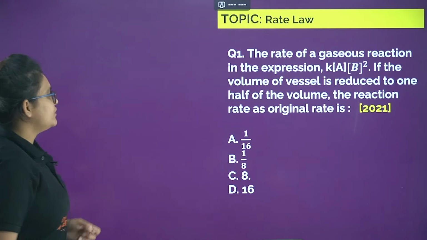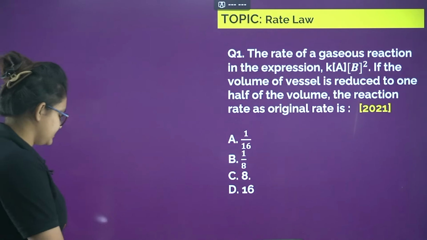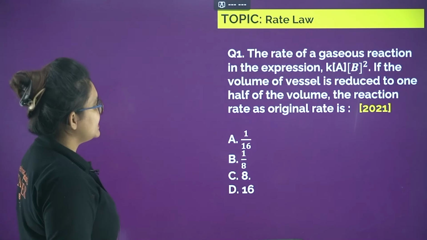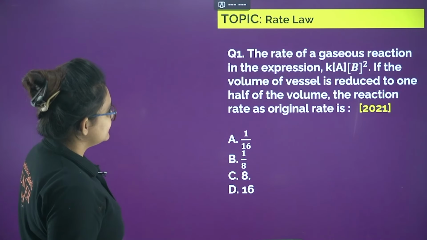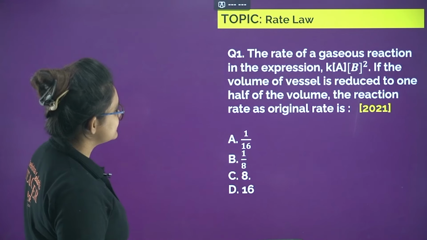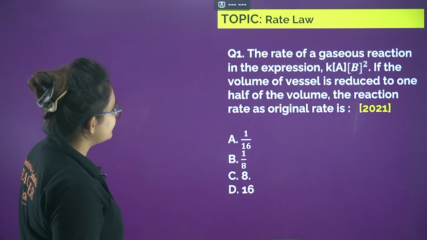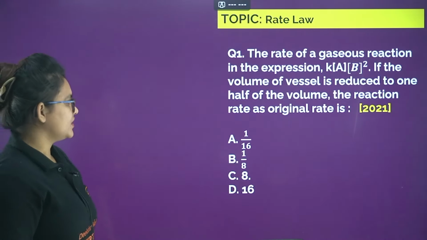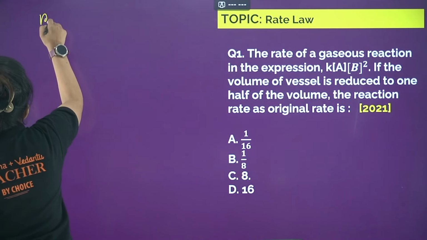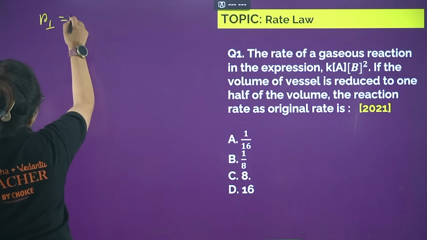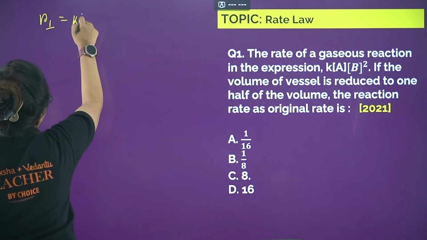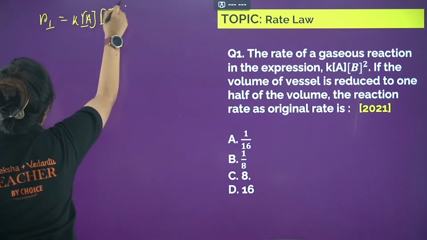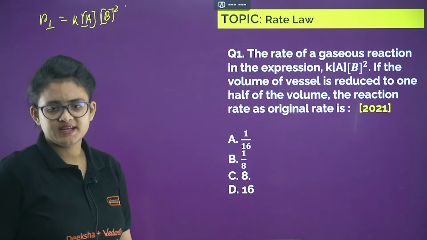Okay, so first question in chemical kinetics: the rate of a gaseous reaction is given by the expression. If the volume of the vessel is reduced to 1/2 of the volume, the reaction rate as compared to the original rate is? Initially, let's say R1 is given, that is K into concentration of A into B square. Let's take it as R1.